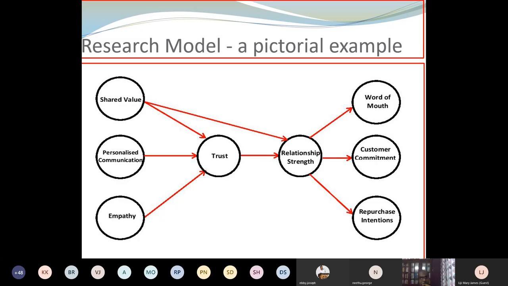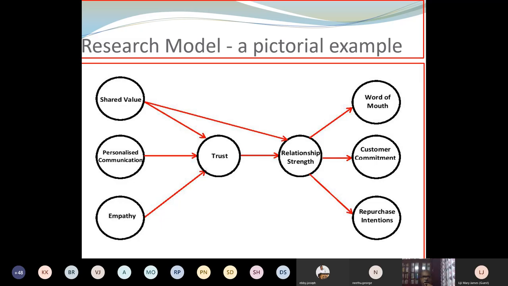If you are doing a standard research, especially at the MPhil or PhD level, you should be able to come up with a research model diagrammatically or theoretically. Sometimes a diagrammatic presentation of a research model may not be possible, but in many cases it is possible. So if possible, you can do this. The problem can be easily conveyed.